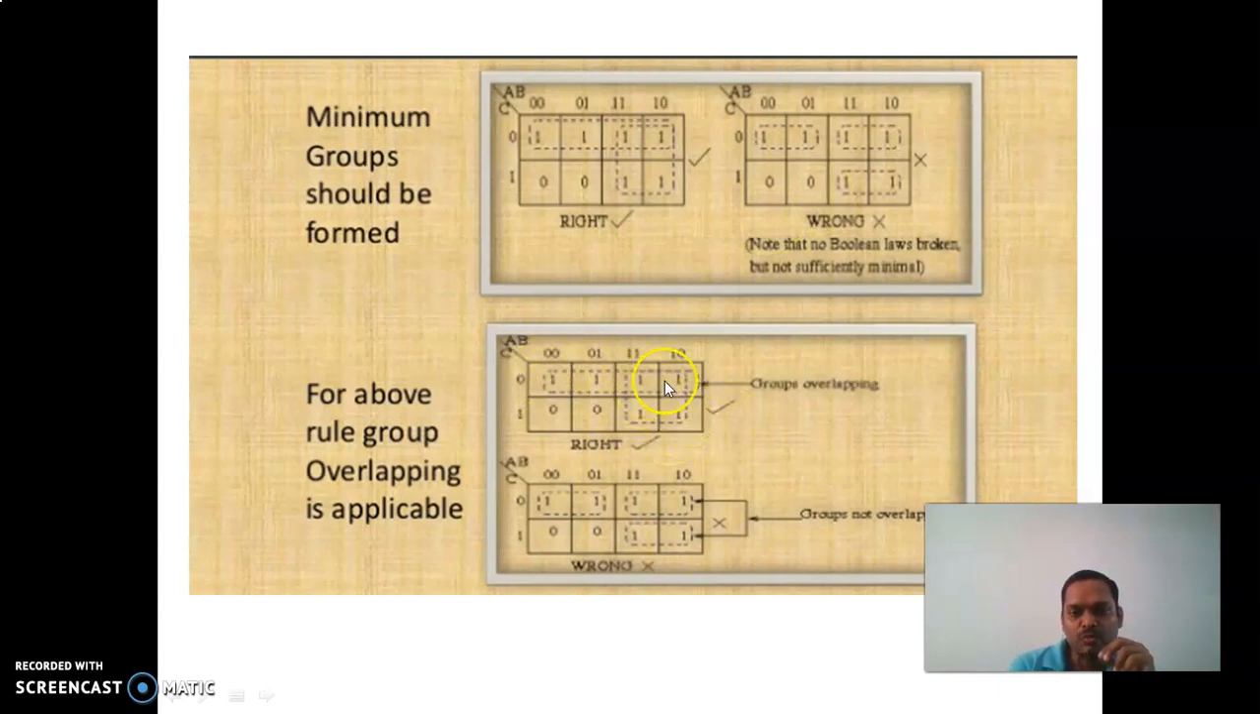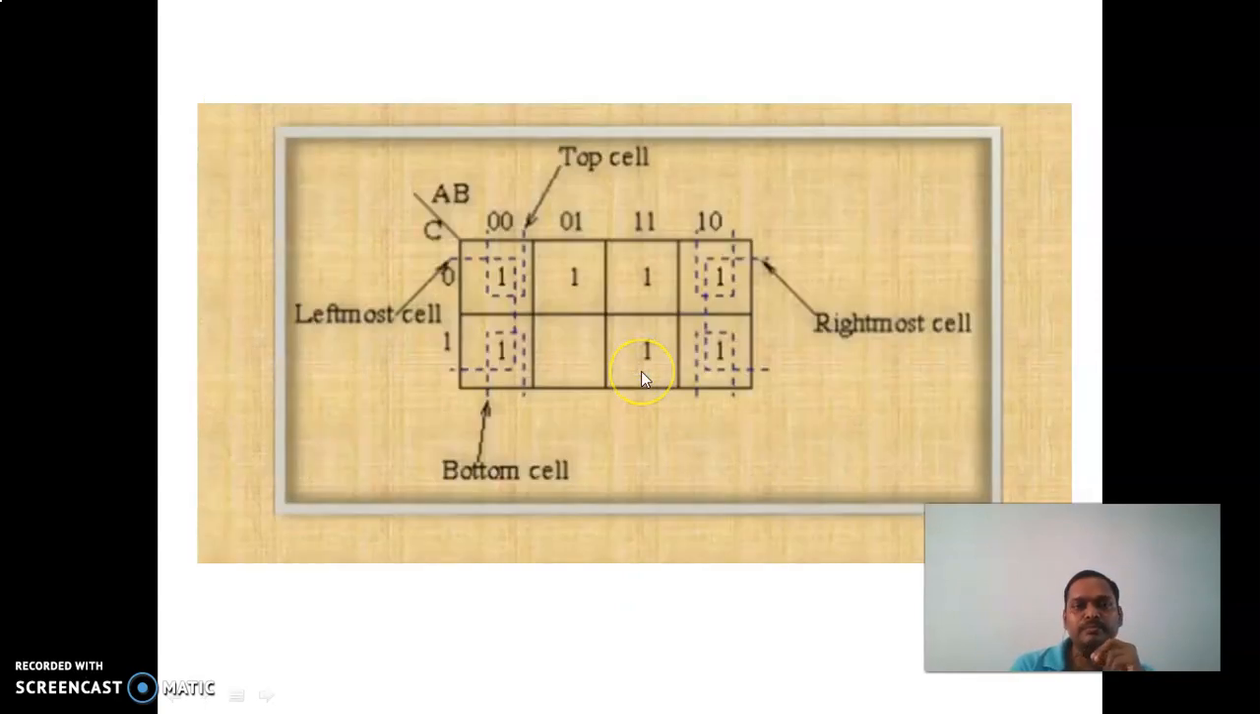We are mapping this top 4 and this 4. So we can use already mapped ones also. We can use them for unmapped ones, but we need not map already covered minterms again. For grouping individual minterms, we can use the already existing cells also. We can map like this. So this is one more.